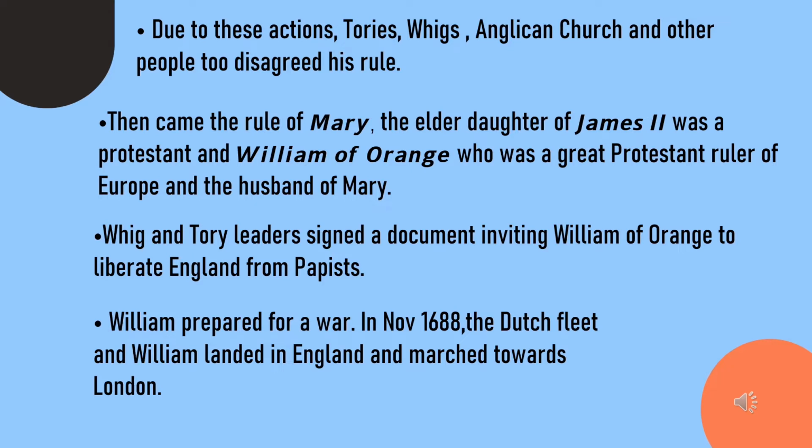After his rule, Mary, the elder daughter of James II, ascended the throne, and she was a Protestant. William of Orange was her husband, who was also a great Protestant ruler. Both of them ruled England afterwards. Whig and Tory leaders signed a document inviting William of Orange to liberate England from the Papists. William prepared for a war, and later in November 1688, the Dutch fleet and William landed in England and marched towards London.